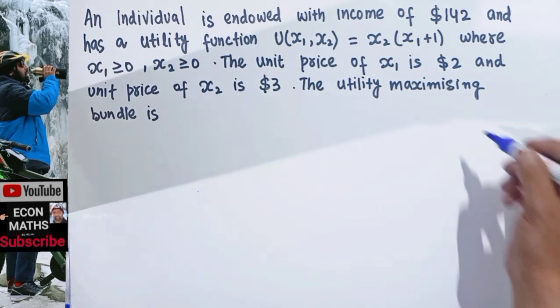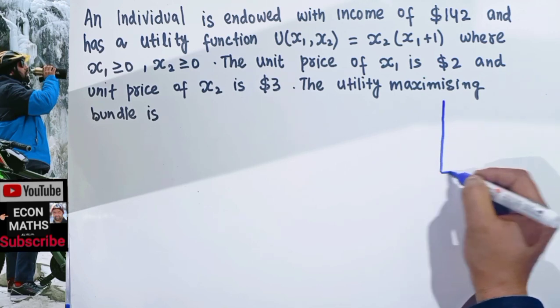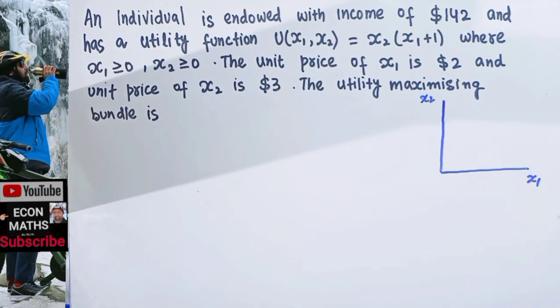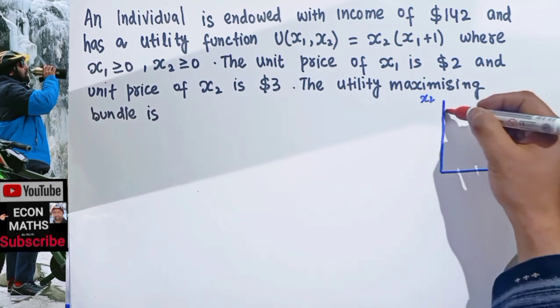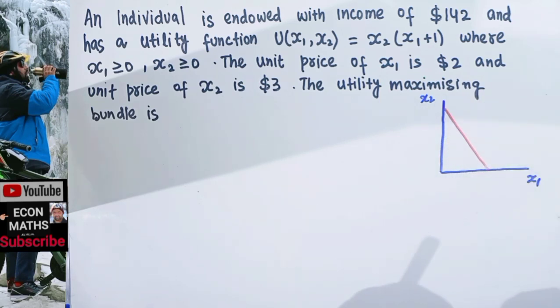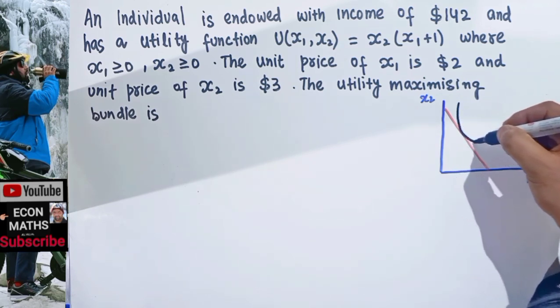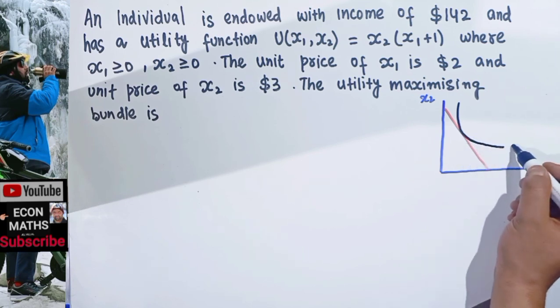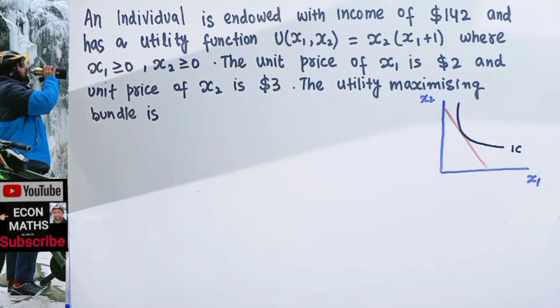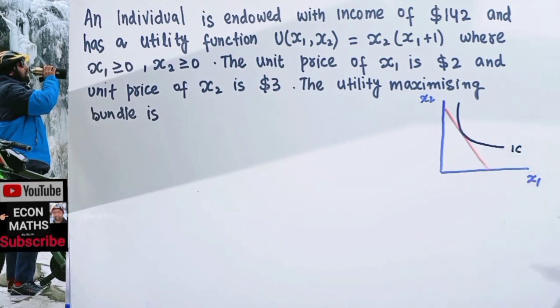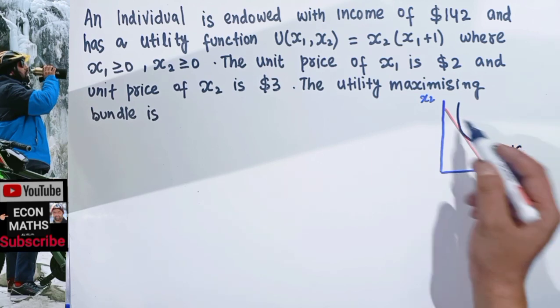Okay, so basically what we are being told to find, if we have x1 on this side, x2 on the vertical side, we are being told, given the budget line, we want to reach the highest possible indifference curve. Highest possible indifference curve will lie where the indifference curve and budget line are tangent to each other. That means when the slope of the indifference curve is equal to the budget line.